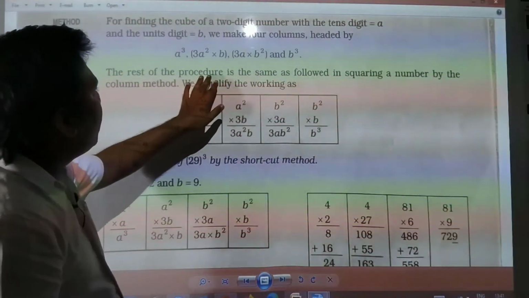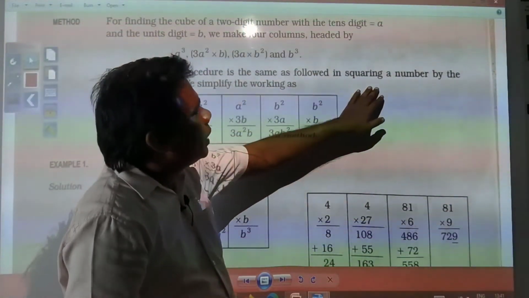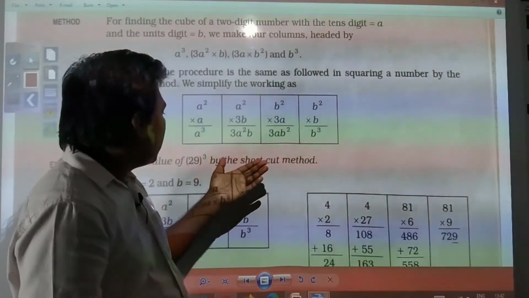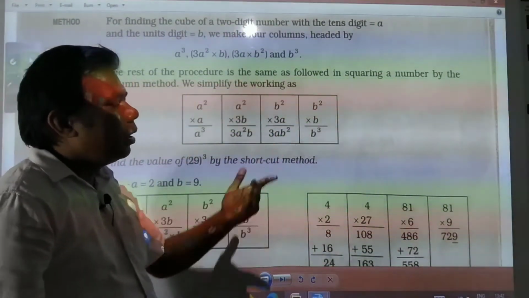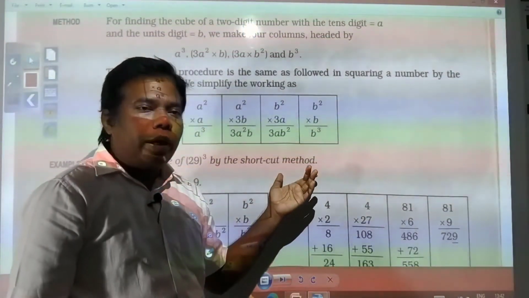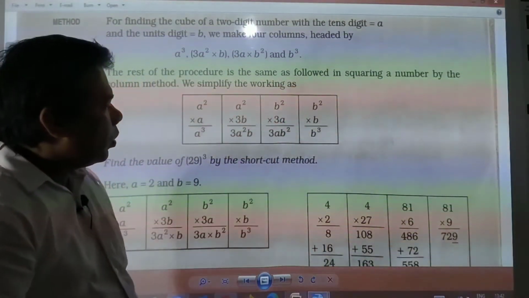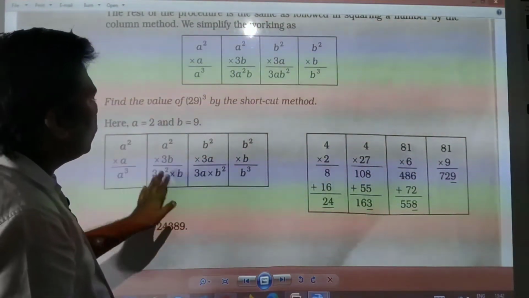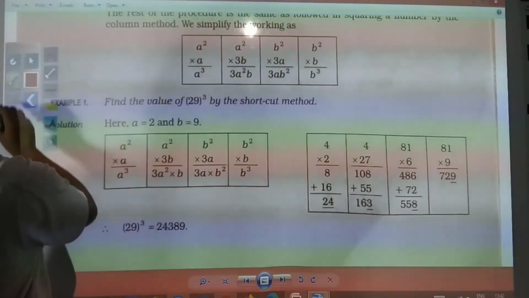The rest of the procedure is the same as followed in squaring a number by the column method. We simplify the working as it has been given. Already in squares and square roots you have seen how it is to be found out. The same rule is required to be applied. Here you see one example so that you will understand in a better way.